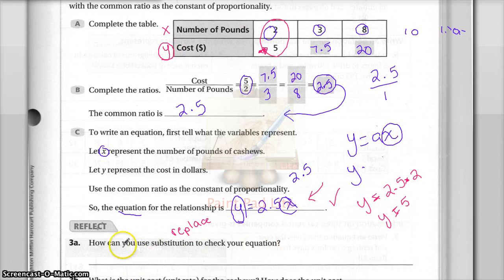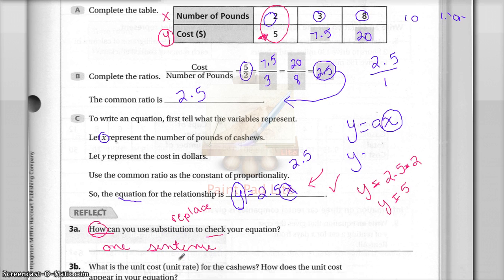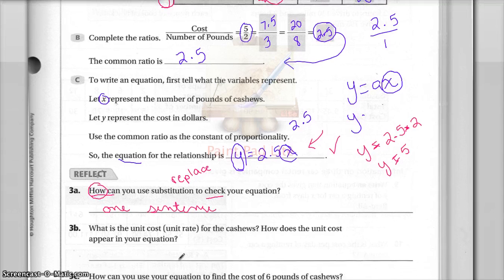So it says, how can you use substitution to check your equation? It doesn't just say check it, it's asking how. So how can you do that? Write one sentence that tells me how you can do that. I'm not going to tell you how to write that sentence. I want you to start thinking about it. Just write one sentence.